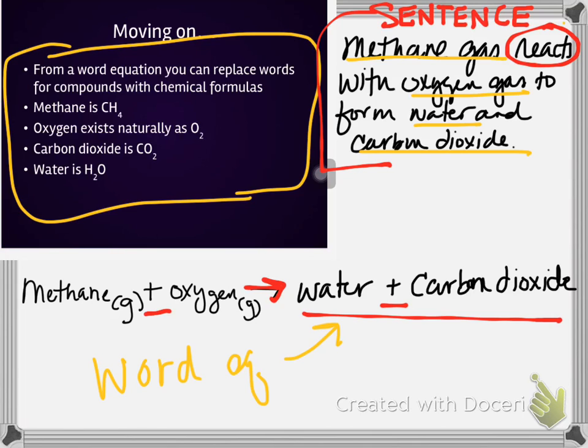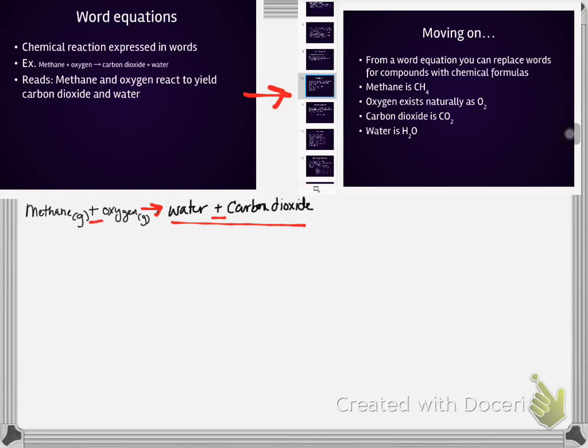So then, once we've got that word equation written, then we go in and for every word that references a chemical compound or element, a chemical basically, we're going to substitute a formula. So that means you have to be able to write correct formulas.